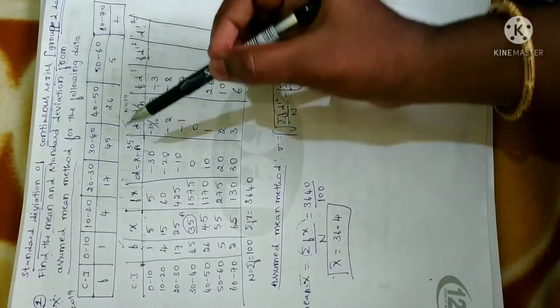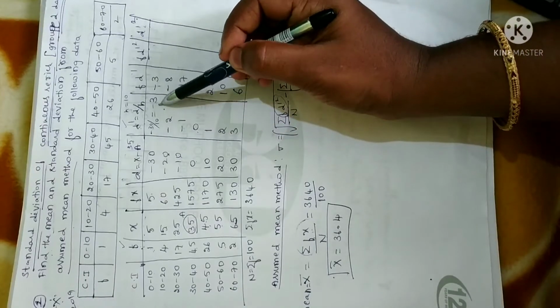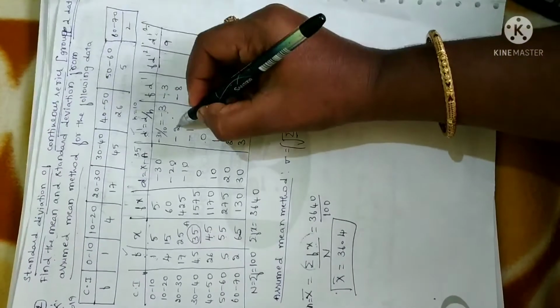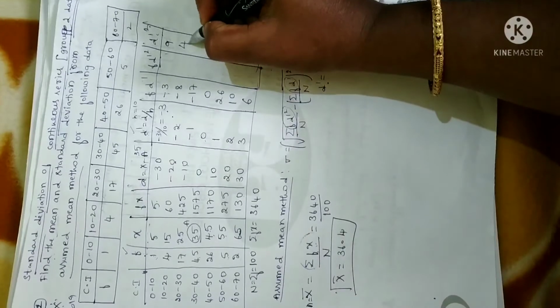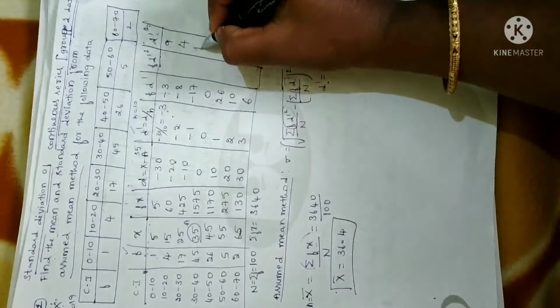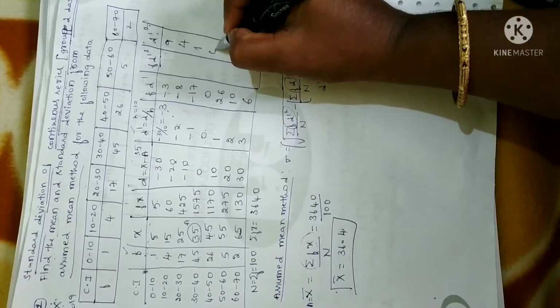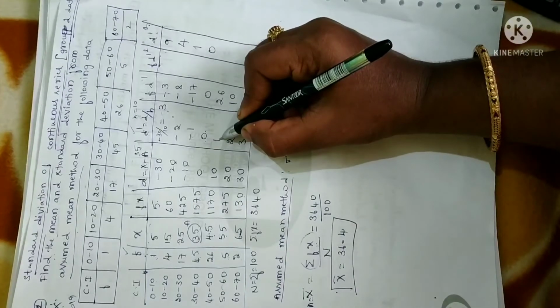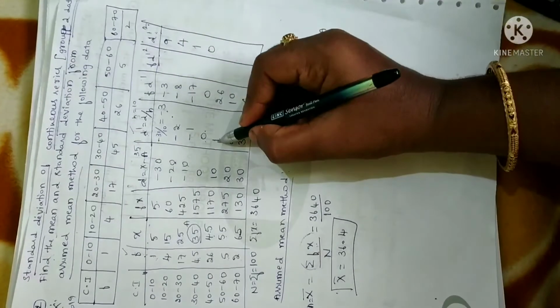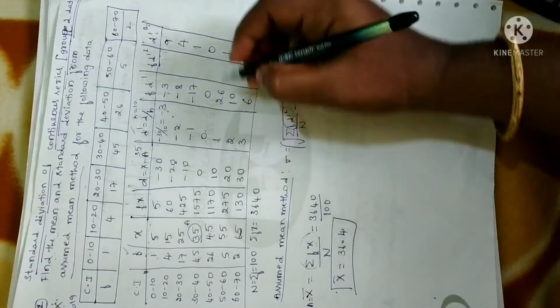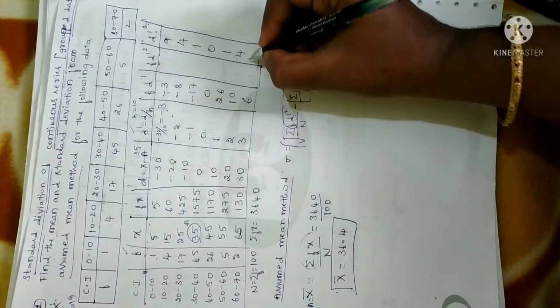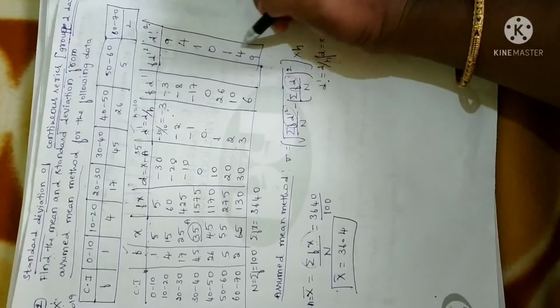So d dash square I need, so you just square it. Minus 3 whole square is 9. Next minus 2 whole square is 4. Next minus 1 whole square is 1. Next 0 square is 0. Next the d dash values 1, 2, 3: 1 square is 1, 2 square is 4, 3 square is 9. So I have obtained the d dash square values here.